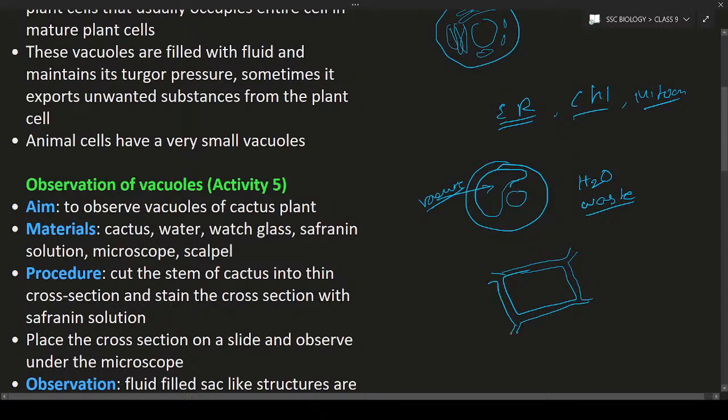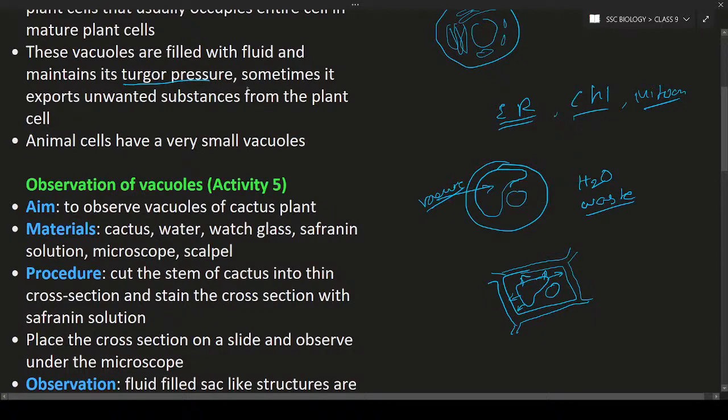So what is happening over here? Here there is a vacuole. Let us consider this is a vacuole, and this is the nucleus. When the vacuole is filled with fluid like water, it exerts some amount of pressure on the cell membrane. The pressure exerted on the cell membrane and the cell wall is known as turgor pressure. So remember, turgor pressure is the stiffness of the plant cell due to the presence of water.